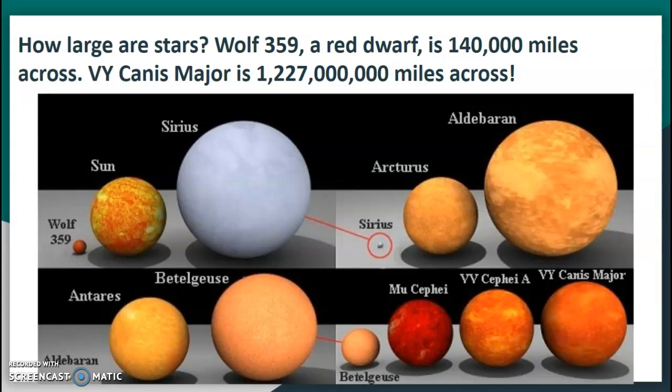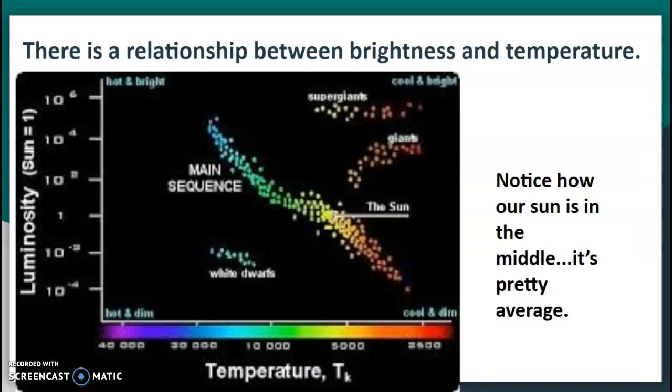To compare the two, the red dwarf is 140,000 miles across, and VY Canis Major is 1.227 billion miles across. 1,227,000,000 miles. That's huge. Now, there's a relationship between brightness and temperature. If you look at this picture, what it shows is that the temperature of a star and its luminosity or brightness can be plotted out.